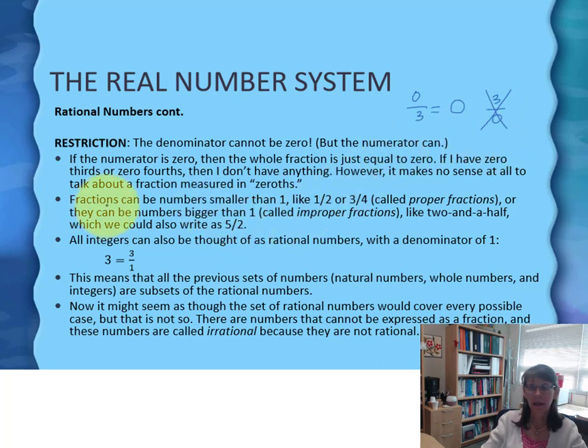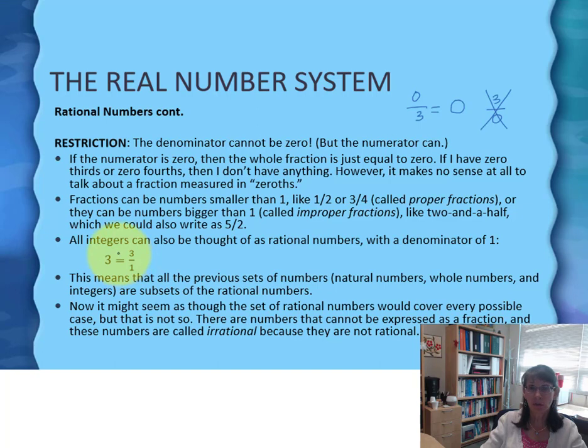Fractions can be numbers smaller than 1, for example 1/2 or 3/4. Those are called proper fractions. If the fraction represents a number larger than 1, such as 5/2, we call that an improper fraction, because 5/2 would simplify to 2.5, a number larger than 1. It is still a fraction, simply an improper fraction instead of a proper fraction.